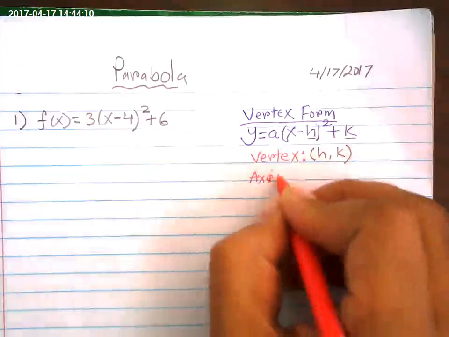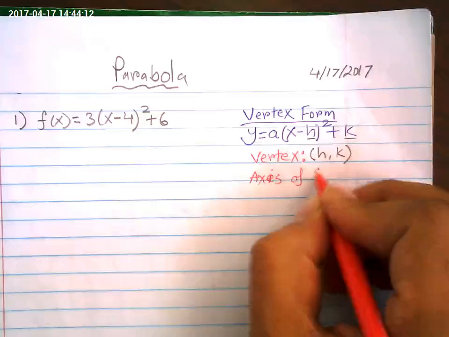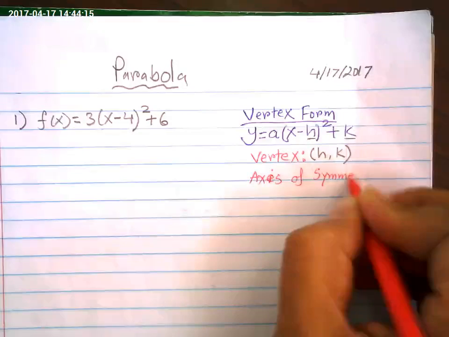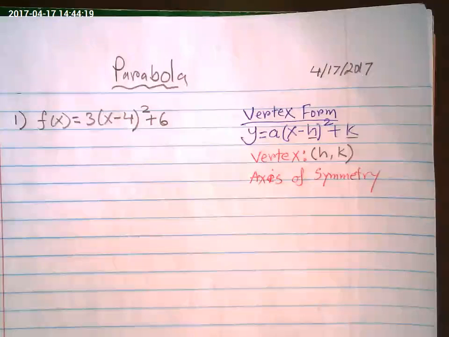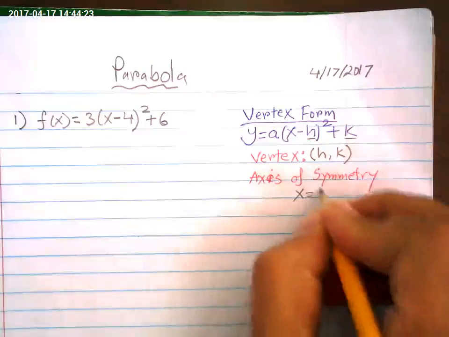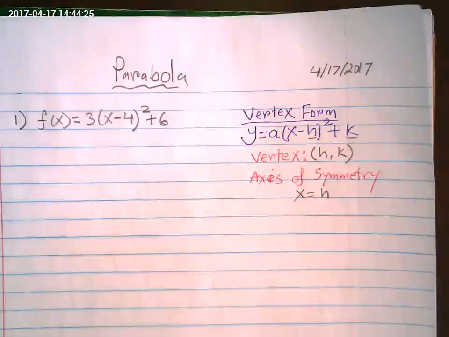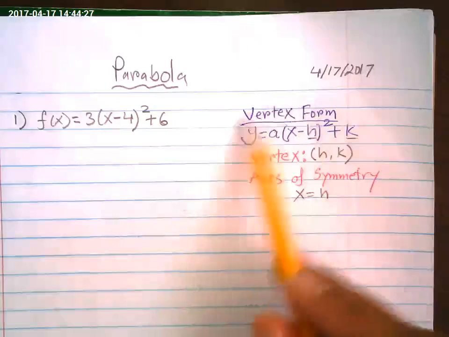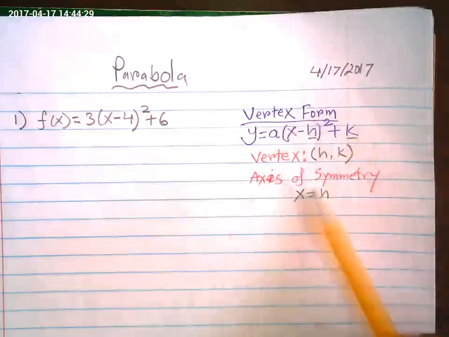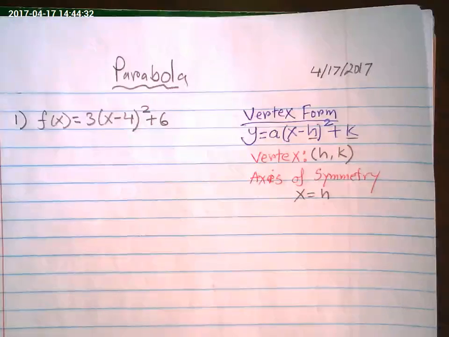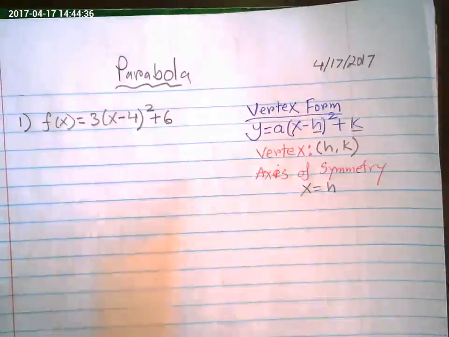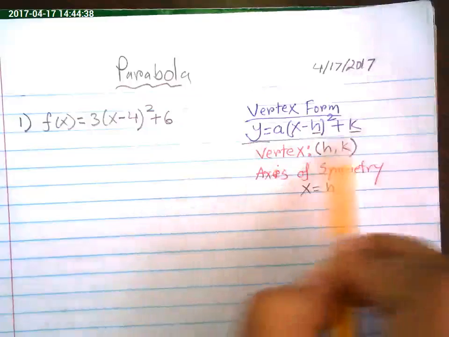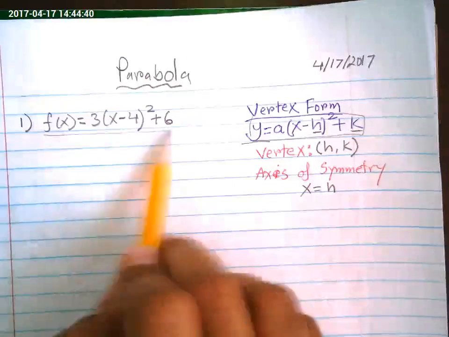There's another phrase we learned: the vertex and the axis of symmetry. What is the formula for the axis of symmetry? x equals h. This is what we learned before, right? We will be using this information again today to solve today's class problems. Now compare this vertex form with the one given.